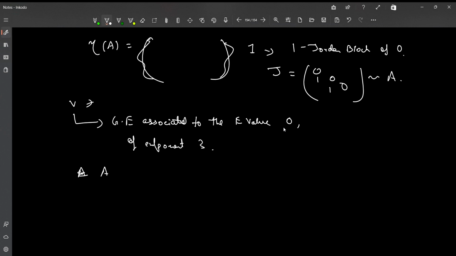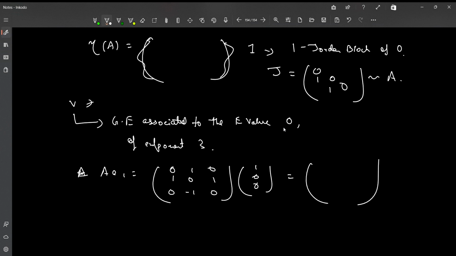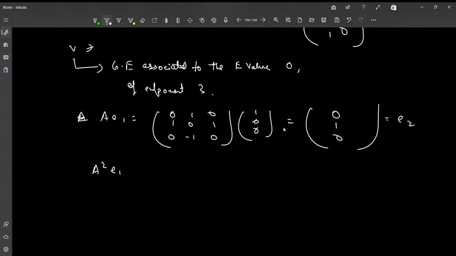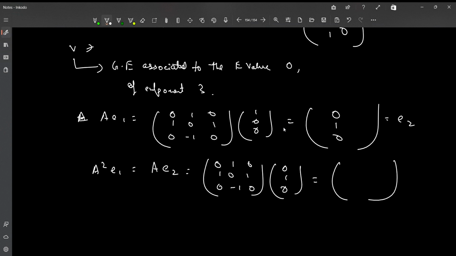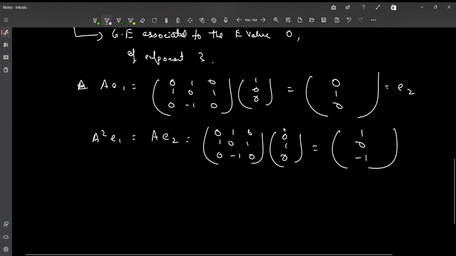Then what is A times E1? A is 0, 1, 0, 1, 0, 1, 0, minus 1, 0 times E1. Here E1 will be 1, 0, 0, right? So what does that give us? You have 0 here, 1 here, 0 here. Precisely E2. Then what is A squared E1? A squared E1 is A E2. So 0 times 0, 1 times 1, 0 times 0, so you have 1 here; 1 times 0, 0 times 1, 1 times 0, 0 here; 0 times 0, minus 1 times 1, and 0 here, so minus 1.